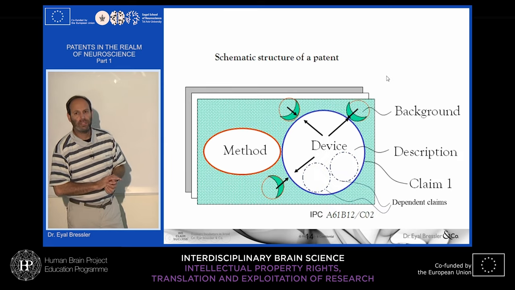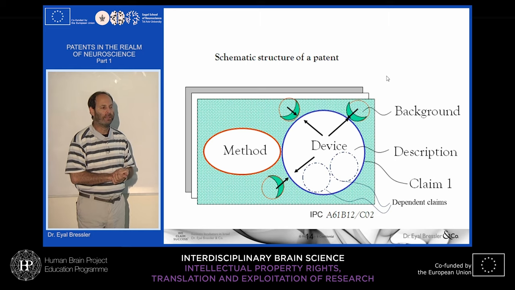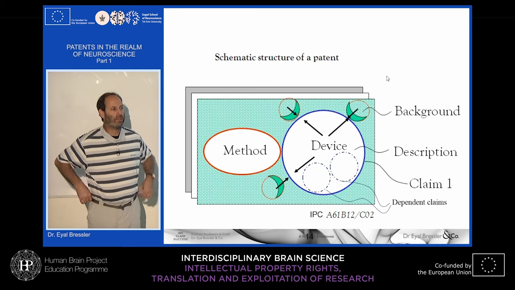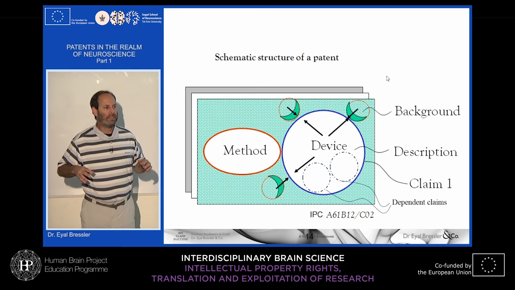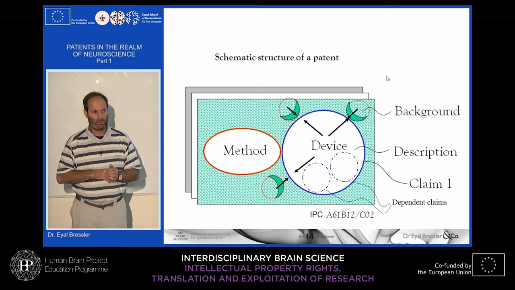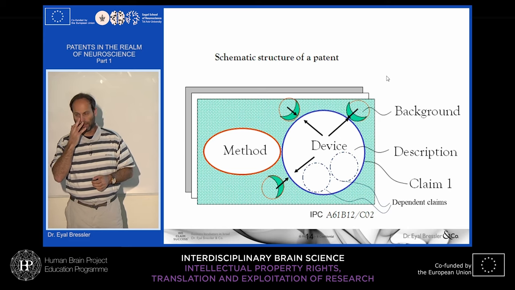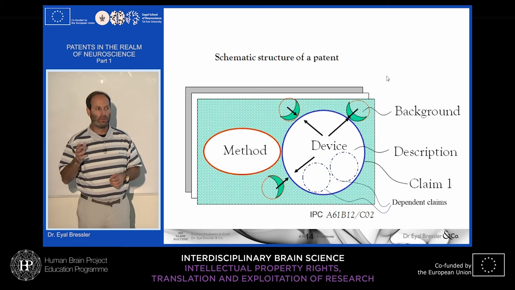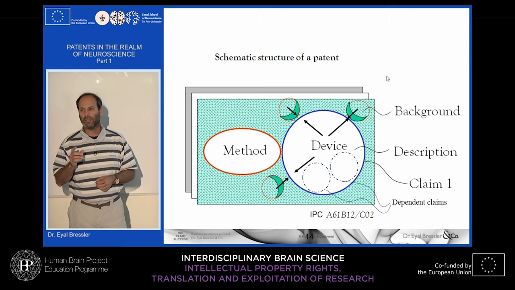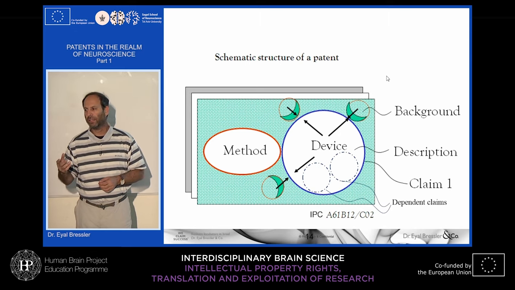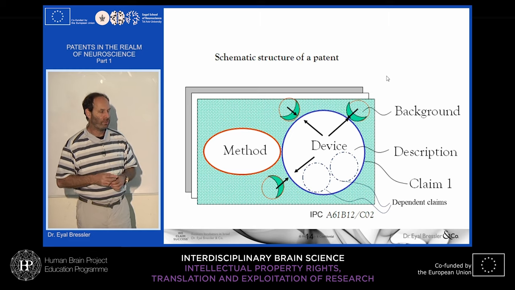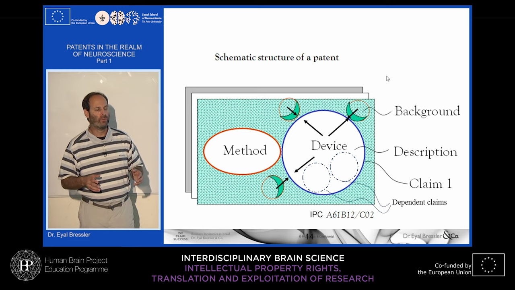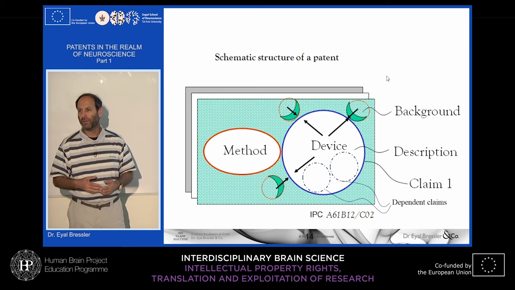Now, we spoke just a few words about the structure of a patent. In a very general way, it comprises two sectors. The first sector is the description. The second sector is the claims. Just be sure that claims are not claims in a legal way. Claims are definitions. So it is the sector of definitions of the technology and the sector of describing those descriptions.